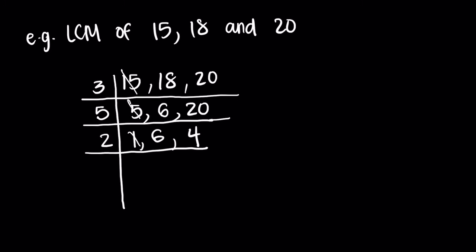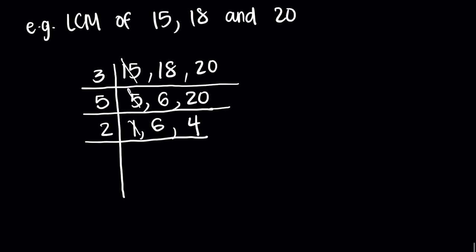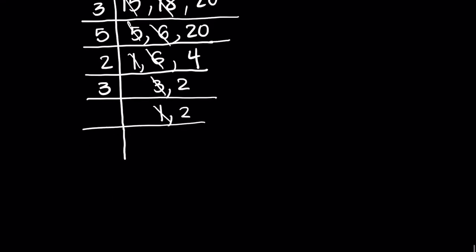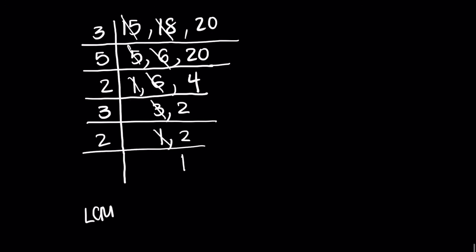2 is a factor of 6 and goes into it 3 times. But it is also a factor of 4 and goes into it twice. So now the only prime factor of 3 is 3 and it goes into it once. And we bring down the 2 since 3 isn't a factor of 2. We're left with 2. And the only prime factor of 2 is 2. Now we're done. So the LCM of 15, 18, and 20 is the product of all the prime numbers: 3, 5, 2, 3, and 2, which is 180.